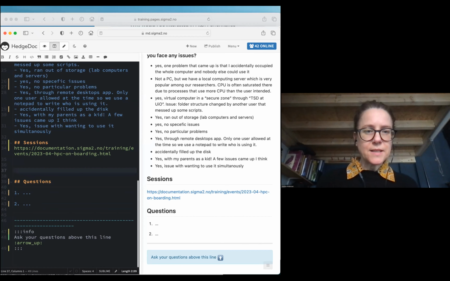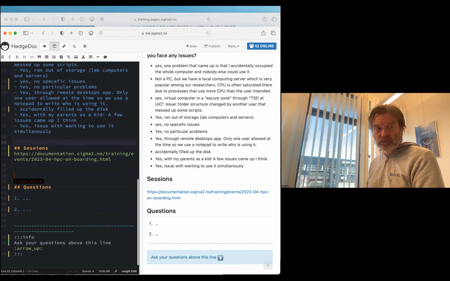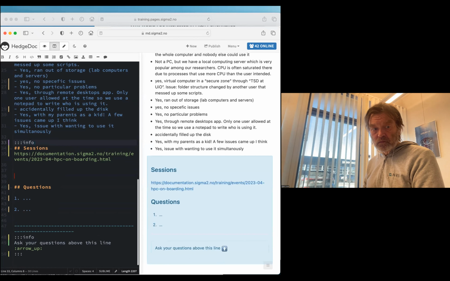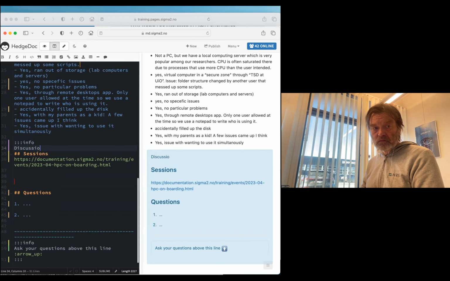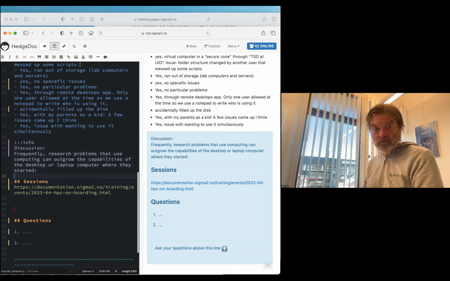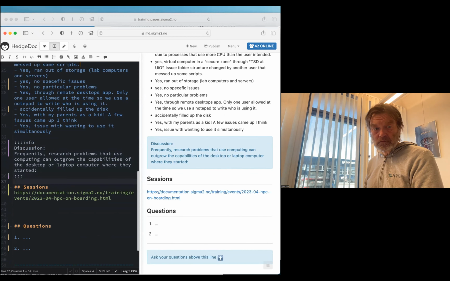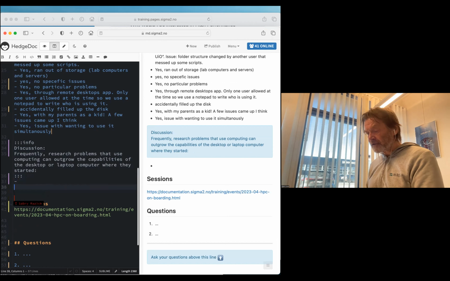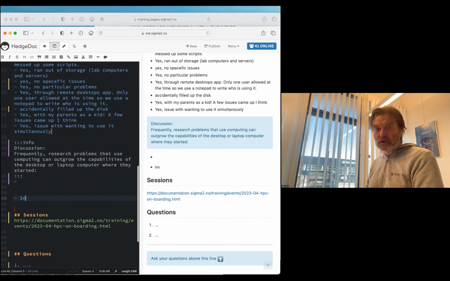Maybe you can write it above the sessions there. Yeah, about the sessions. So write what you're going to use HPC for, or if you have experienced research problems that have outgrown your laptop or desktop computer.